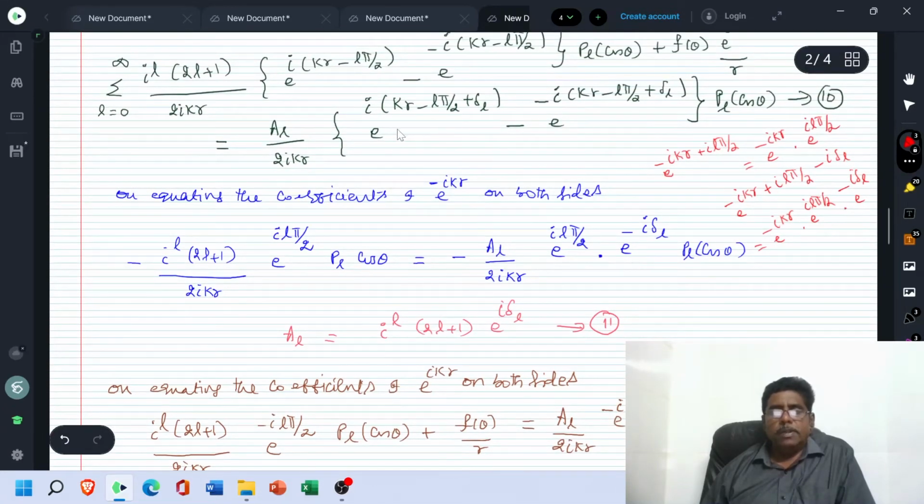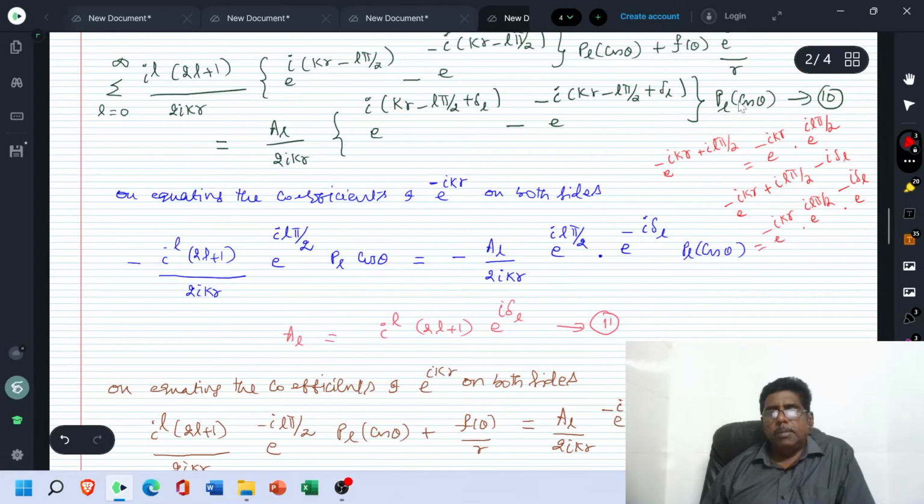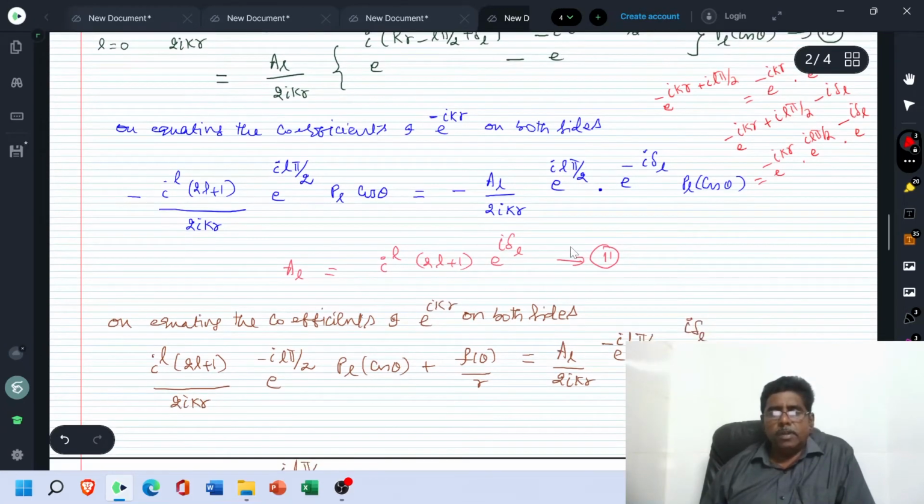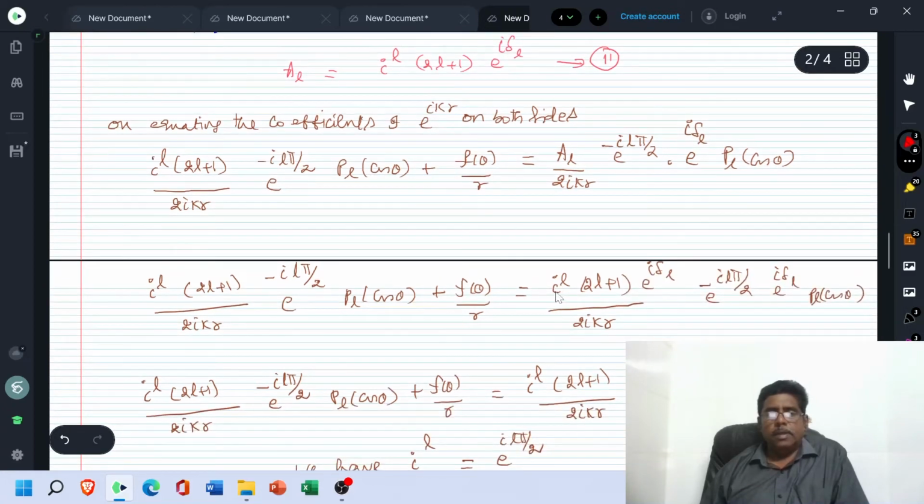Now come to the right hand side. e^(ikr), A_l divided by 2ikr into e^(-ilπ/2) into e^(iδ_l). See here, this should be multiplied by P_l(cos θ). Here no e^(-ikr) term is present. Therefore, on equating the coefficients of e^(ikr) on both sides, we can get these terms. In the above relation, we have to substitute the value of A_l as i^l (2l+1) e^(iδ_l). Just we have substituted.